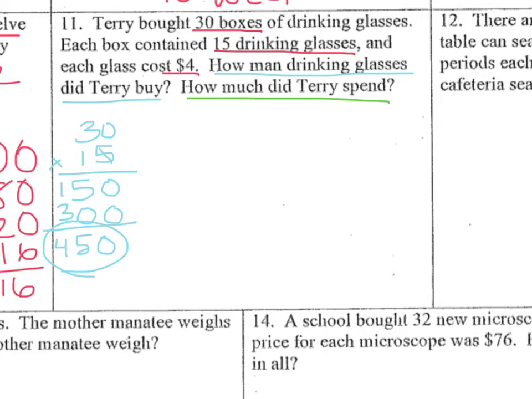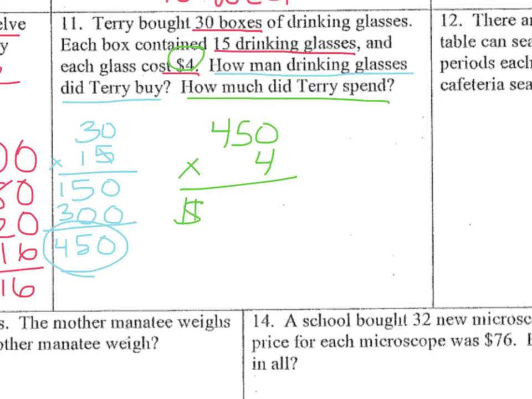How much did Terry spend? Well, we know he bought 450 glasses. Well, how much did each one cost? They cost $4. So, then we just have to multiply. Well, if it's asking how much he spent, we know that we need to do money here. And that's why it's in green.